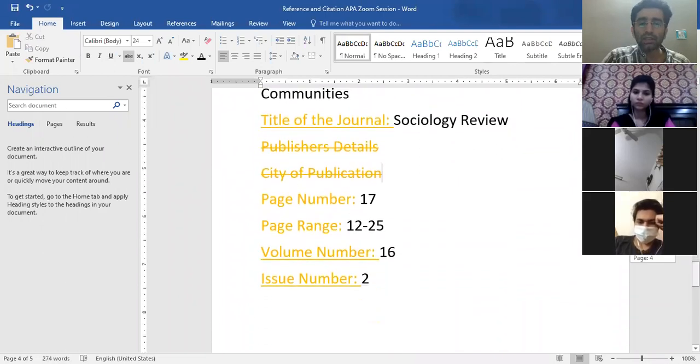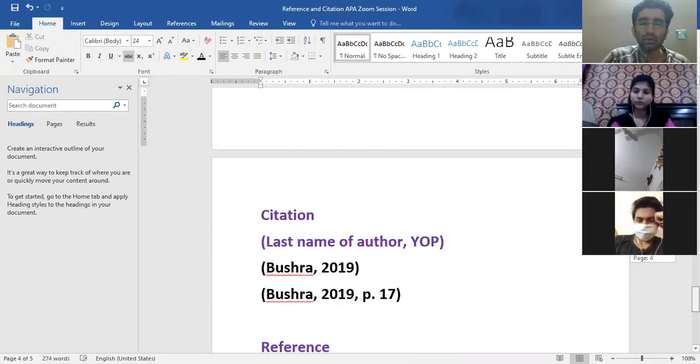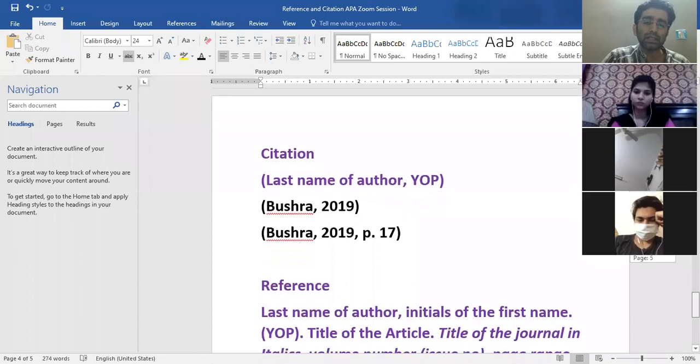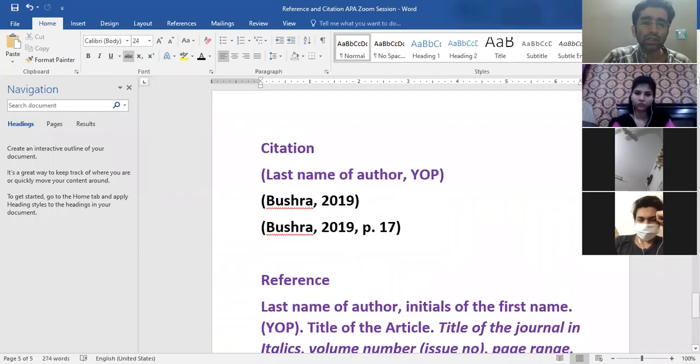Okay. After understanding all this information, we need to, again, as usual, prepare citation and references, as we did for the book. For the book and journals, citation remains the same. APA citation for journal and book is the same: last name of the author and year of publication. In this case, last name of the author was Bushra and year of publication was 2019. So we put it that way.